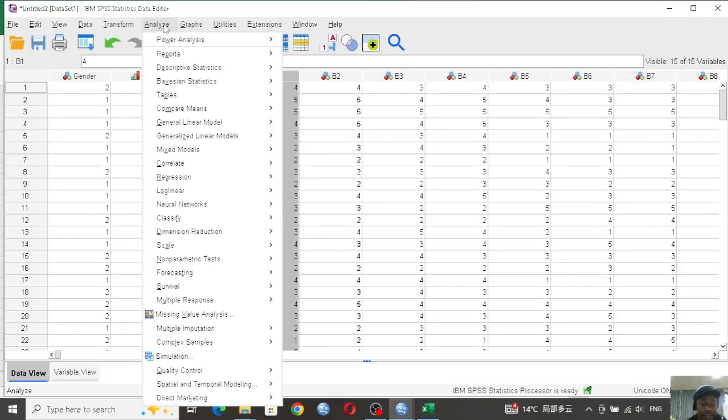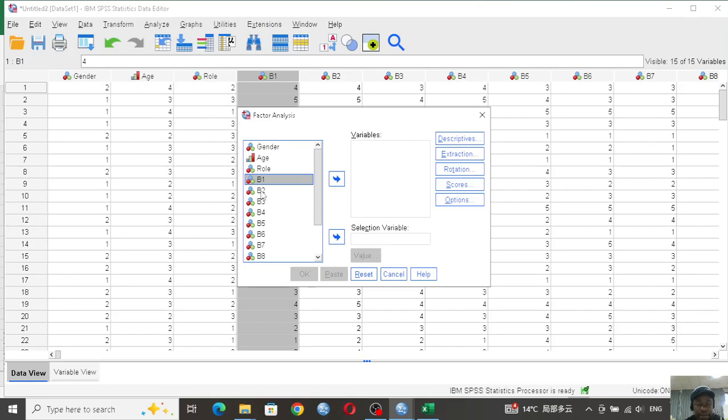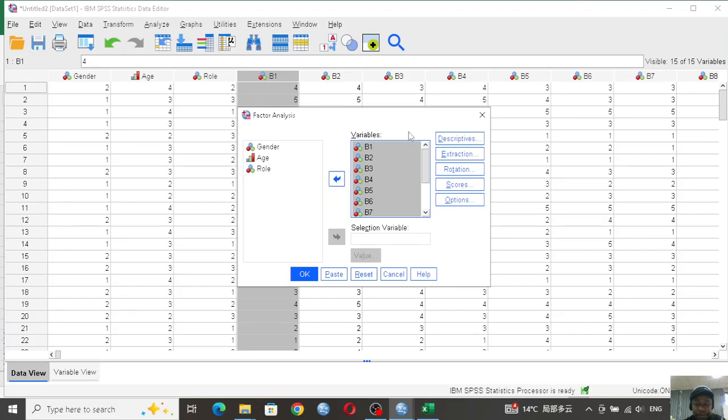So we go to Analyze, then we choose Dimension Reduction and then Factor. You realize all the items will be here. Then you select those you want to deal with, B1 through to B12. Then we have it here. Like I told you, I don't want to do the demographics. So you come to Descriptives.